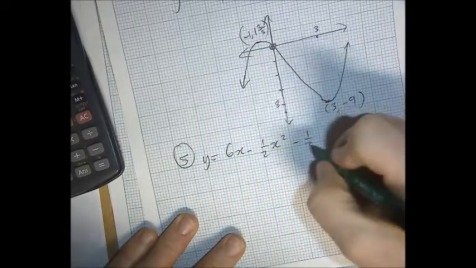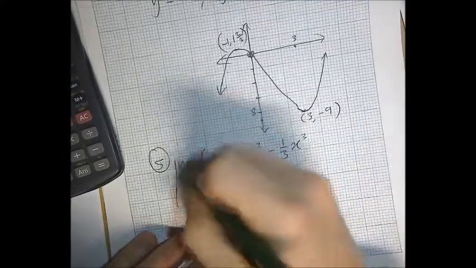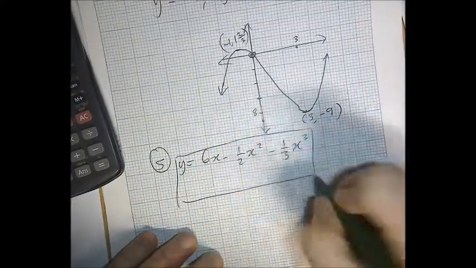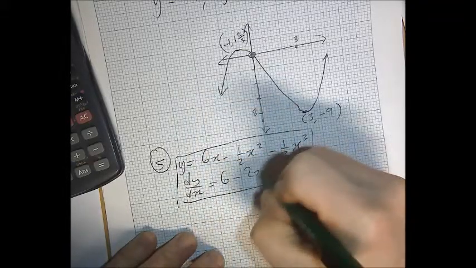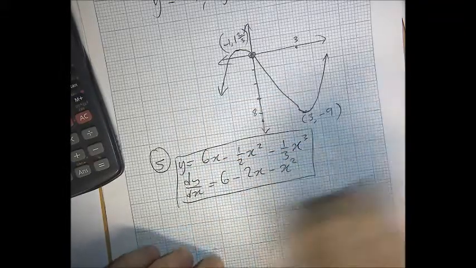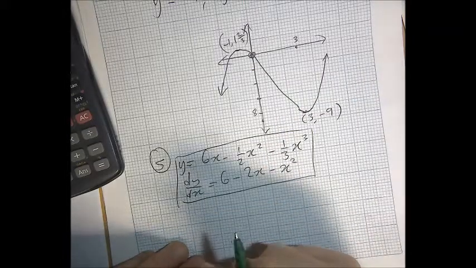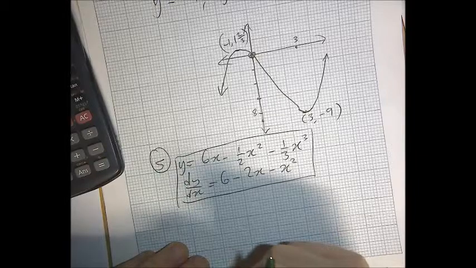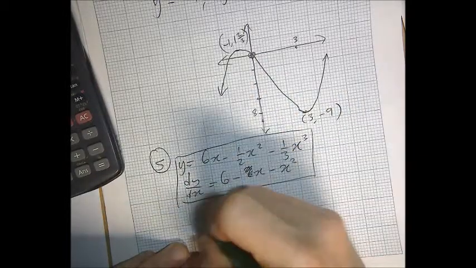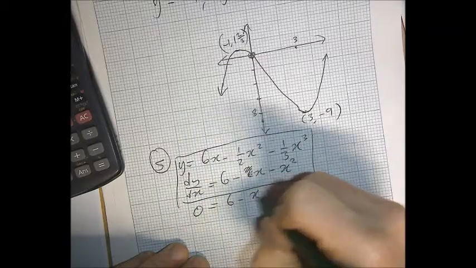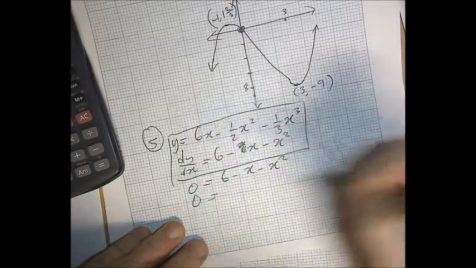Okay, next question is this one. This is another snake graph. Solve that. Oh, sorry, that's an x. Solve that by putting a 0 where dy dx is, and solve it by factorising.